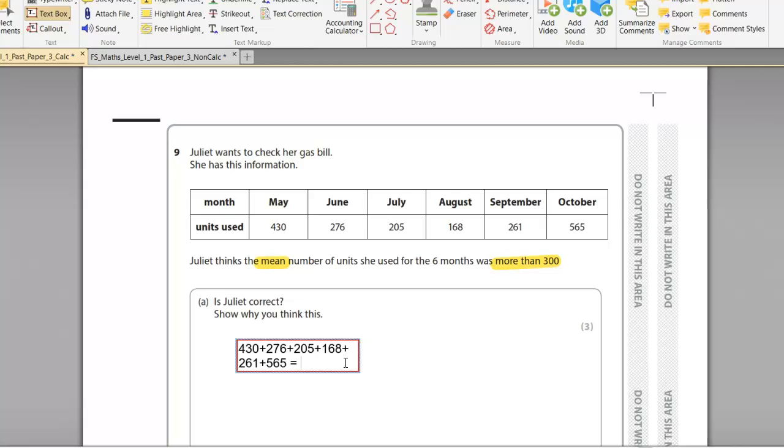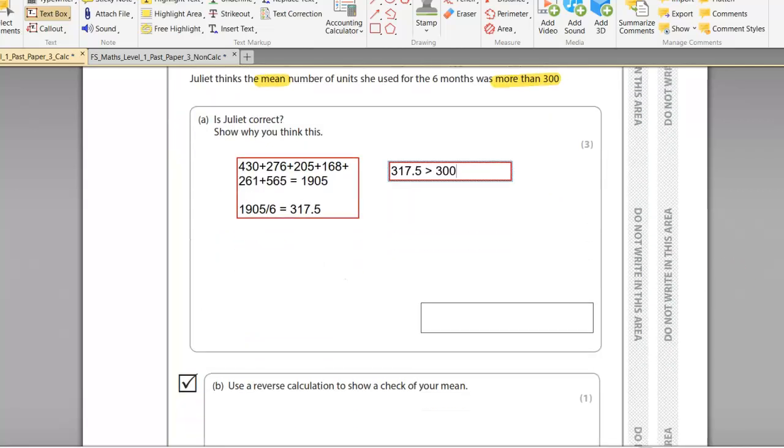So 430 plus 276 plus 205 plus 168 plus 261 plus 565 gives us 1,905. And there are 6 numbers. So if we divide that by 6, we get 317.5. And of course, that is greater than 300. So is Juliet correct? Yes or no? Yes.